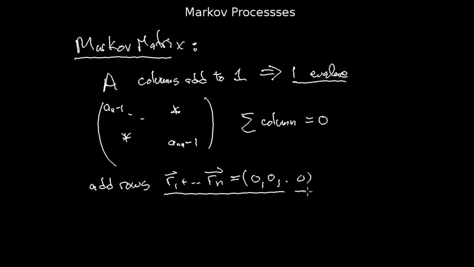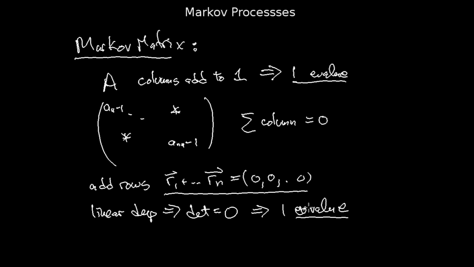And that's a linear relation. So the rows are linearly dependent, and therefore the determinant of this matrix is 0, and that's exactly what it means for 1 to be an eigenvalue. So the fact that 1 is an eigenvalue is an elementary consequence of the columns adding up to 1.